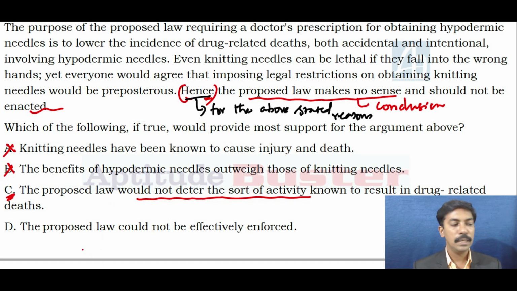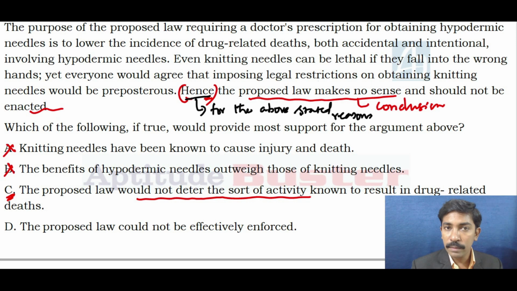Look at option D. The proposed law could not be effectively enforced. If a law cannot be effectively enforced, will we conclude the law itself doesn't make sense? Certainly no. I'll give you an example. We know that the court has mandated to wear helmet, or wearing helmet is compulsory. That is law. Is this law effectively enforced? No, it has not been effectively enforced.